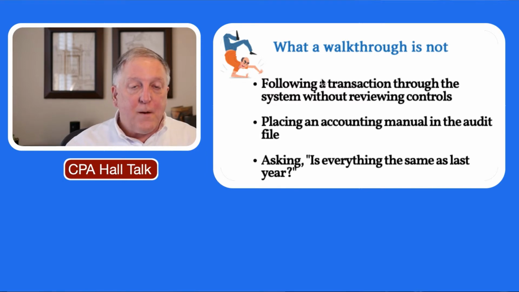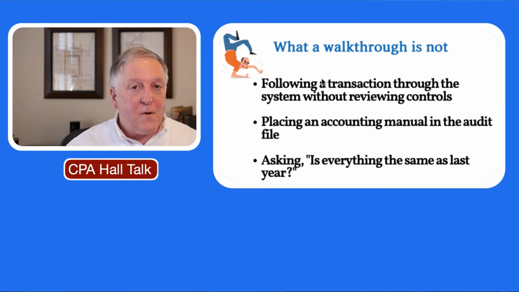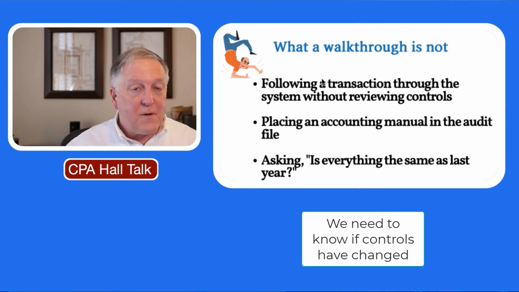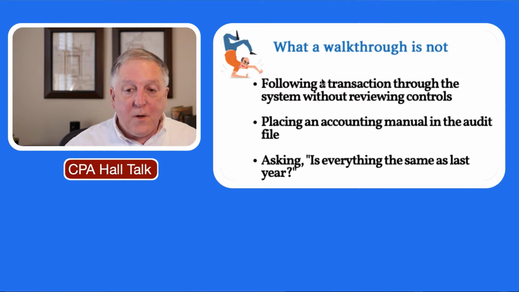You'll recall in Chapter 6, Activity Level Controls, we said we needed to be aware of the design and the implementation of controls. Well, if those controls have changed during the year, say the design of the control has changed, or maybe the control was not performed throughout the year. So if your accounts payable supervisor was out for 6 weeks because he was sick, then maybe some of the controls were not functioning for the whole year.